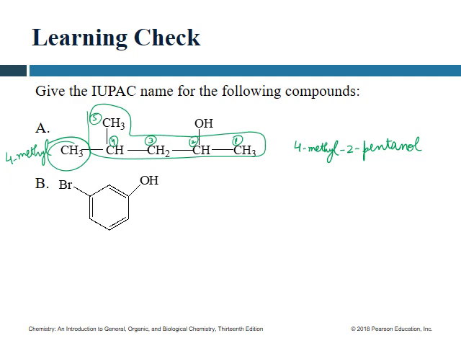Next we come to part B. What do we see in part B? You see a ring structure. And with the ring structure, you see alternating double bonds and single bonds, which means this is a benzene ring. Okay. And what do we know?